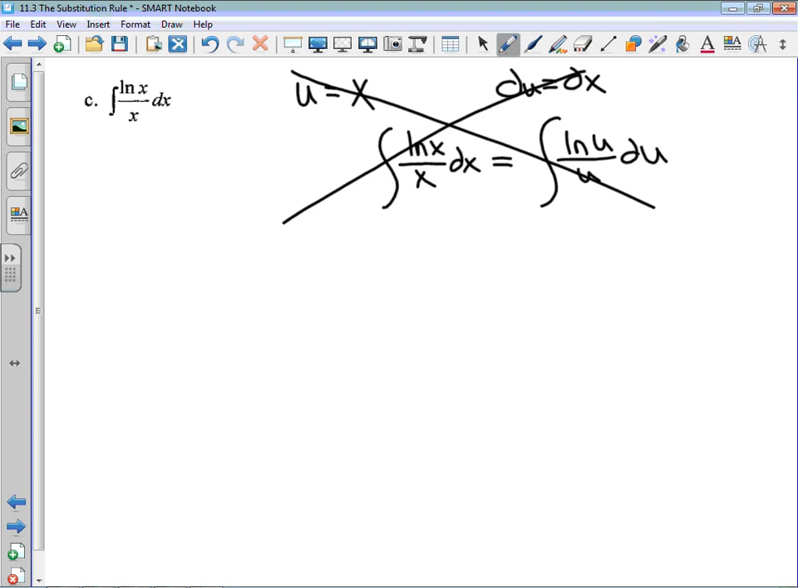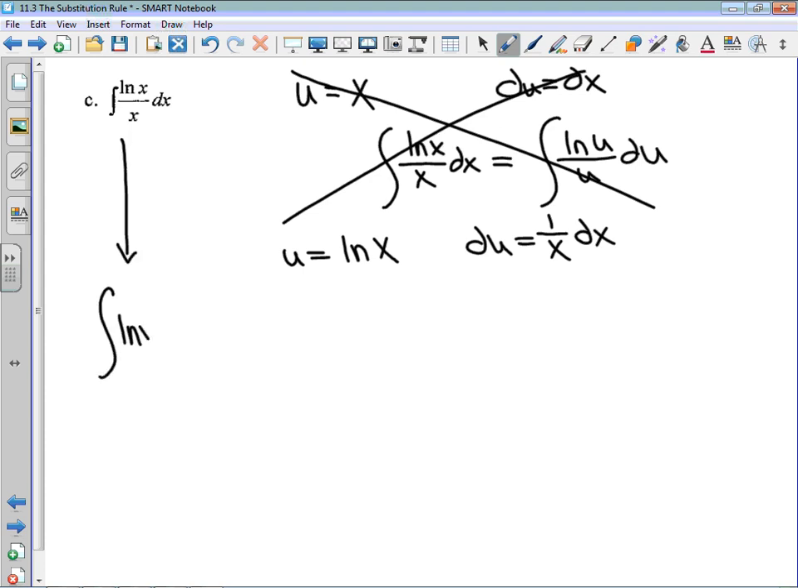Let's try something else. Let's make u equal to ln x instead. So if I make u equal to the natural log of x, then du is equal to the derivative of ln x, which is 1 over x, and then we're going to include that dx piece. Now we're in business because that integral, I'm going to rewrite it just a little bit. I'm going to say that this could be written as the integral of ln x times 1 over x times dx. Those are the same thing, right?